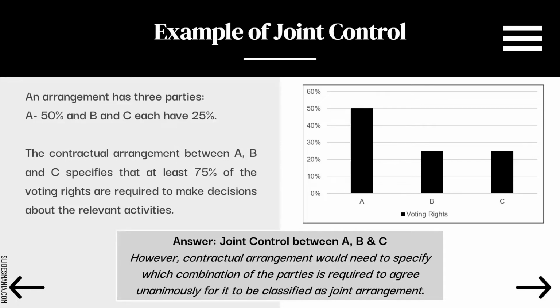However, sabi dito, contractual arrangement would need to specify which combination of the parties is required to agree unanimously for it to be classified as joint arrangement. So magiging joint arrangement siya kung yung contract behind this will specify kung ano ba yung combination na dapat mag-approve. Is it A and B or A and C? So pwede siyang maging joint control between A and B or joint control between A and C.